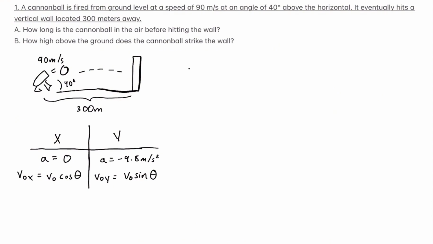Okay, so for question A, we want to find how long it's in the air before it hits the wall. We can use our distance equation for x. So dx equals v naught x t plus 1/2 a t squared. Before we plug in, we can get rid of 1/2 a t squared because there's no acceleration in the x direction. So we end up with dx equals v naught x t.